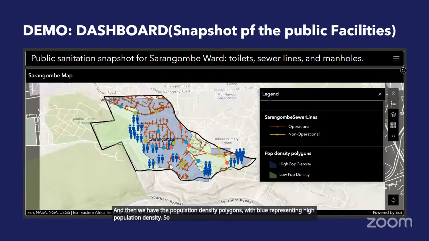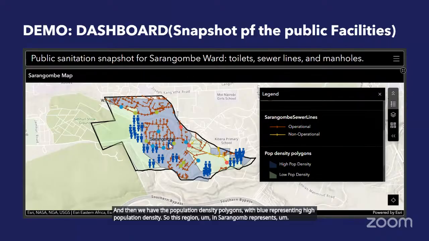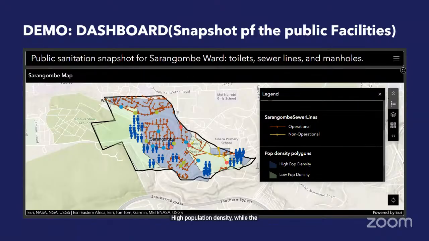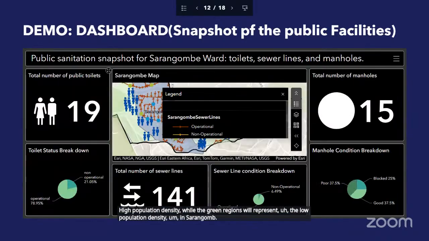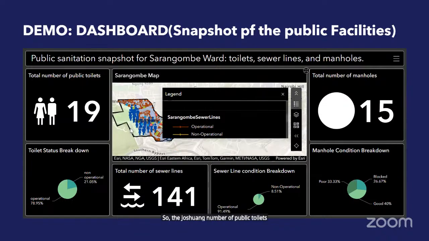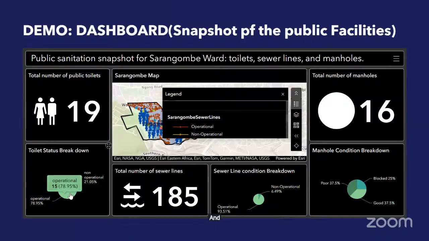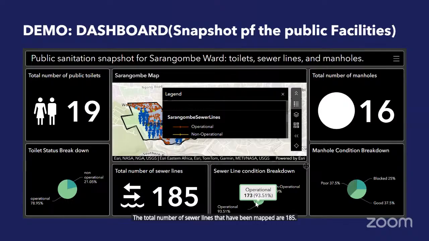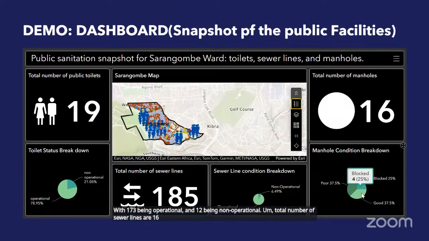So this region in Sarangombe represents high population density, while the green regions represent low population density. The total number of public toilets in Sarangombe ward is 19. 15 out of the 19 are operational, while 4 are non-operational. The total number of sewer lines that have been mapped is 185, with 173 being operational and 12 being non-operational. The total number of manholes is 16, and you can see 6 are good, 6 are poor, and 4 are blocked.